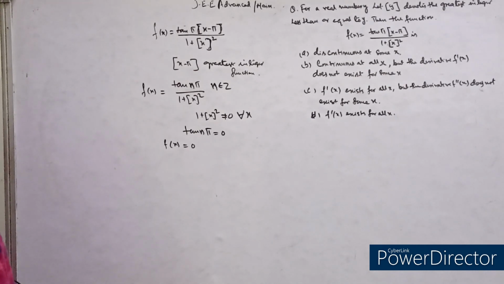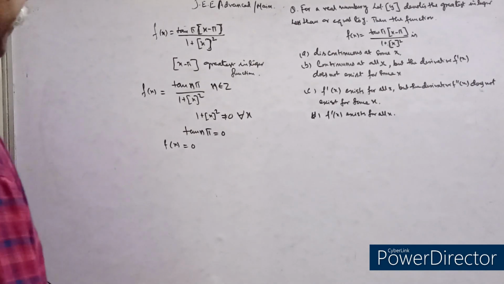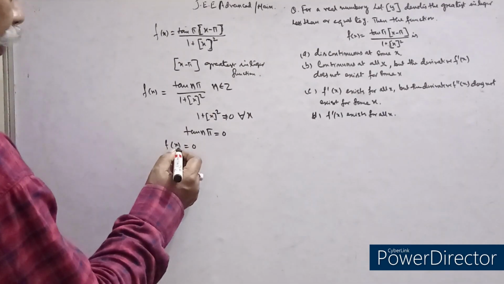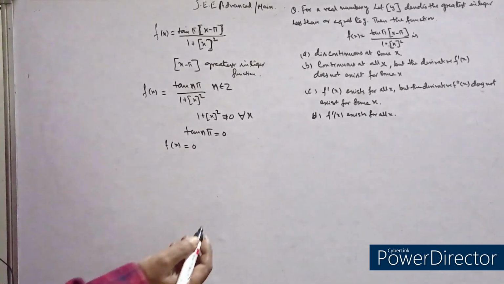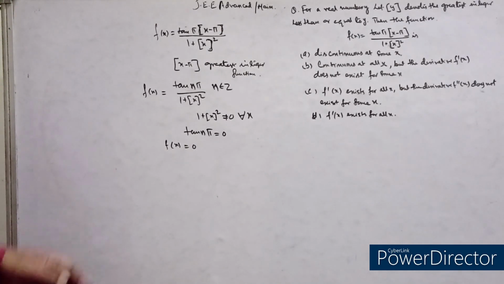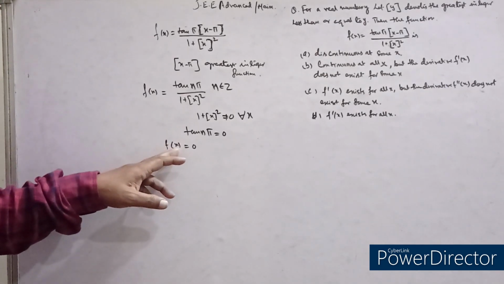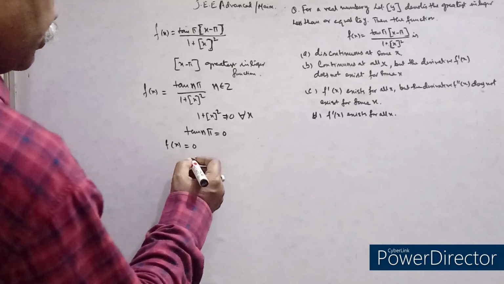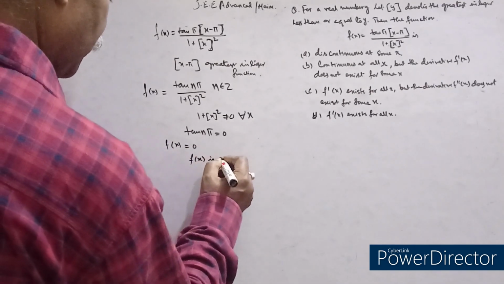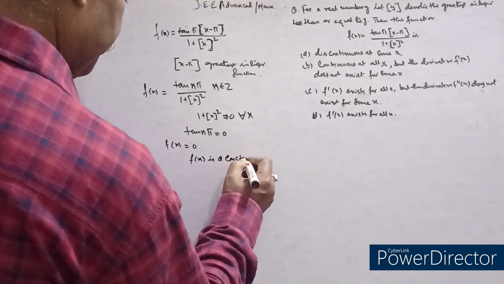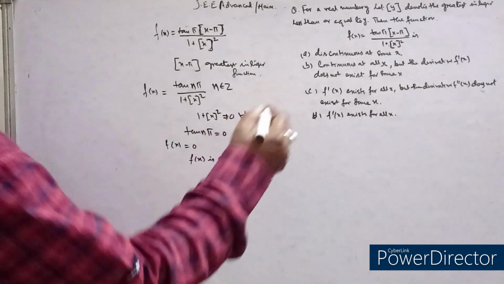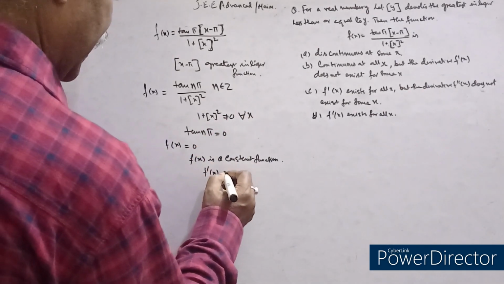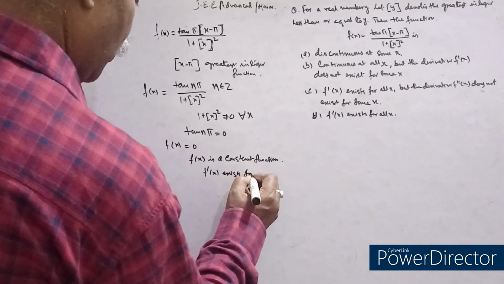So here your function is 0. That means whatever be the value of x, your function is 0, your y will be 0. So what does this mean? This is a constant function. So f(x) is a constant function. Since this is a constant function, f dash x exists for all x.